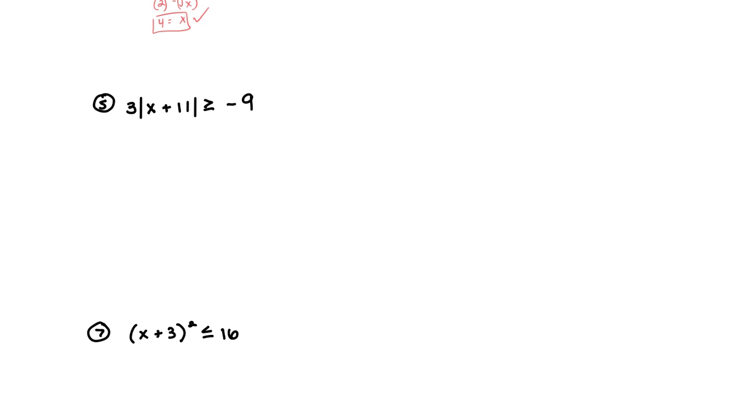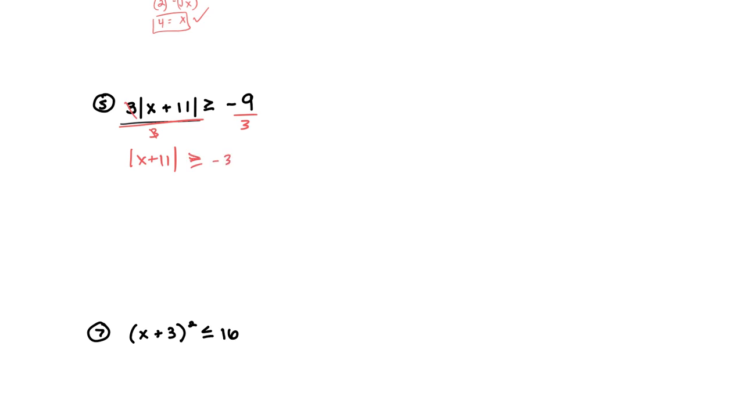And we see that we have an absolute value inequality. Again, before we make any decisions as to even how to begin, we're going to isolate the absolute value. So we divide both sides by 3. That's going to eliminate that. It's going to leave the absolute value of x plus 11 isolated on the left side, and then we're going to have is greater than or equal to negative 3.